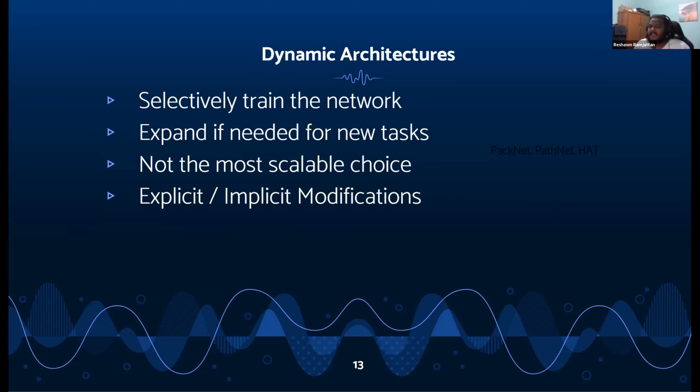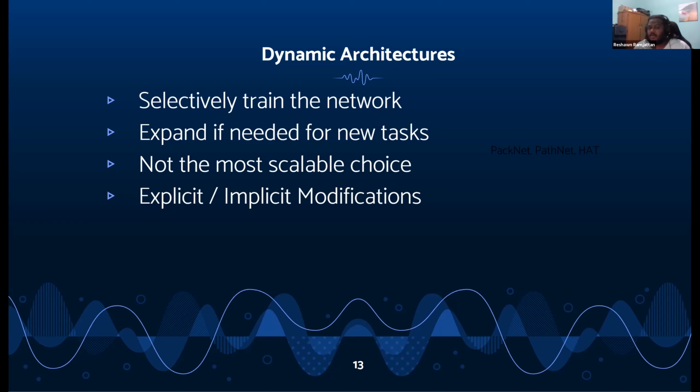So dynamic architecture are the second general category, and these modify the network design, like they modify the actual design of the network dynamically as it tries to learn new concepts without actually touching or affecting the older parts of the network. So it might expand or add new units as its way of consolidating new information or new knowledge.